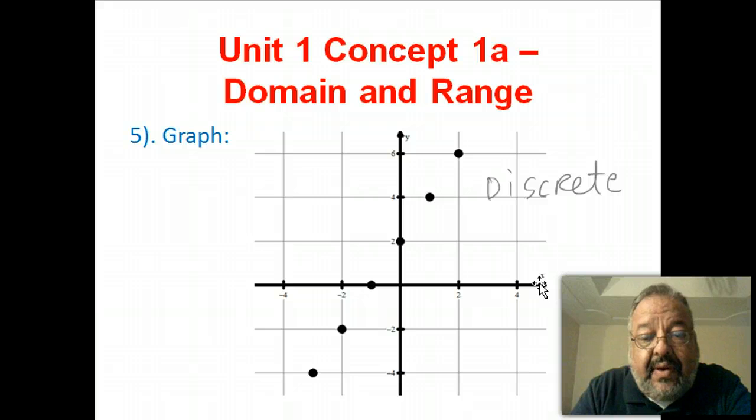We can also use a graph. Now this graph is not connected. It's a bunch of independent, not connected points. This is called a discrete graph. We're going to look at another kind of graph that's connected and you have lines on there. That's called a continuous graph. This is a discrete graph.